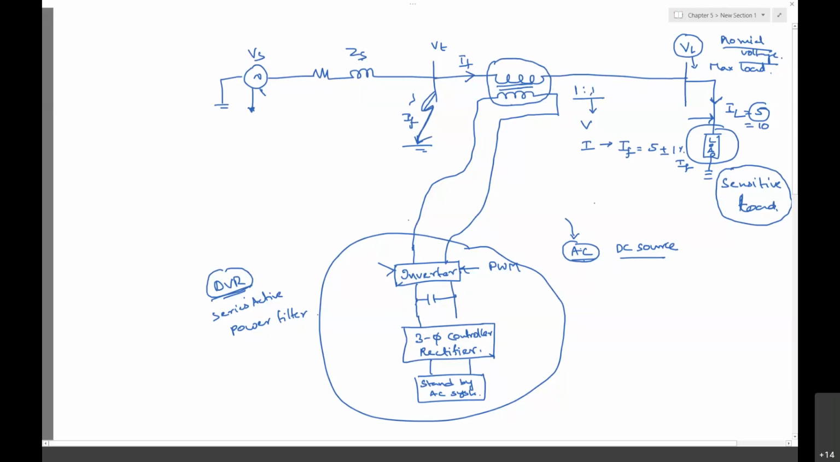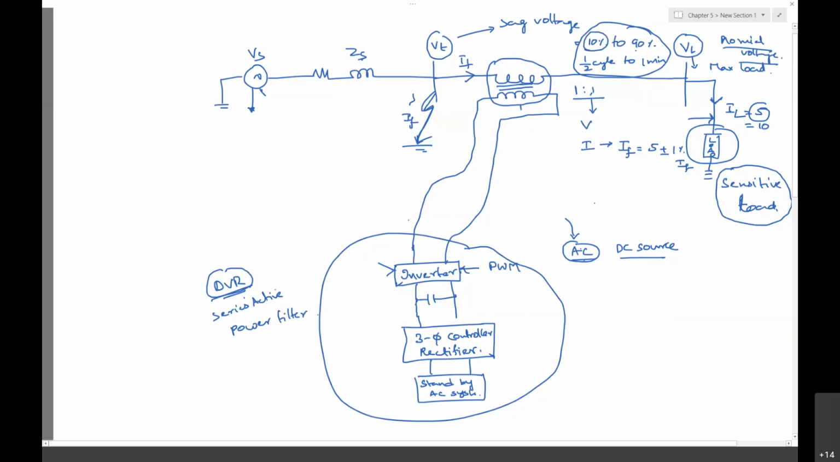What about the voltage injection? Generally, the sag voltage is defined as 10% to 90% for a duration of half cycle to 1 minute. This was the definition. Can this series active power filter improve the voltage from 10% to 90%, or 100%?